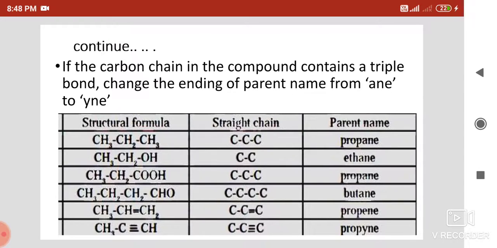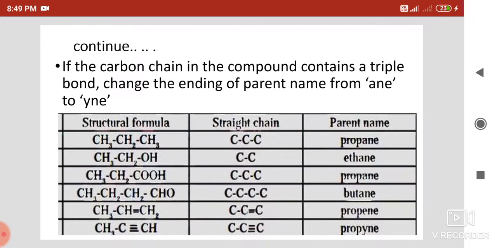The first example in the table is CH3 CH2 CH3. Here three carbon atoms are there, and three carbon atoms is called propane. Between all the carbon atoms a single bond is there, so it is the alkane family. Three carbons, so it is propane.